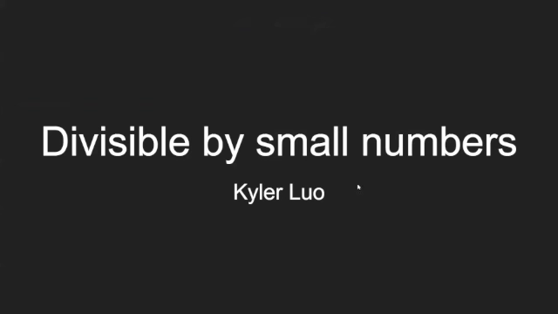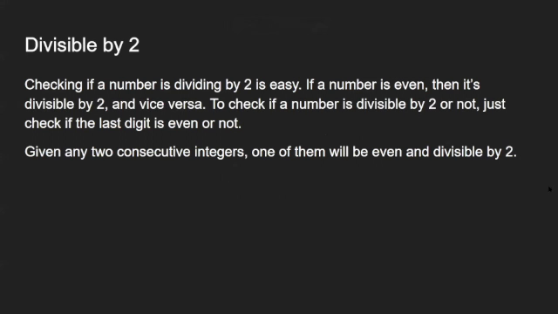Divisible by small numbers. So, divisible by 2. Checking if a number is divisible by 2 is easy. If a number is even, then it's divisible by 2, and vice versa. To check if a number is divisible by 2 or not, just check if the last digit is even or not. Given any two consecutive integers, one of them will be even and divisible by 2.